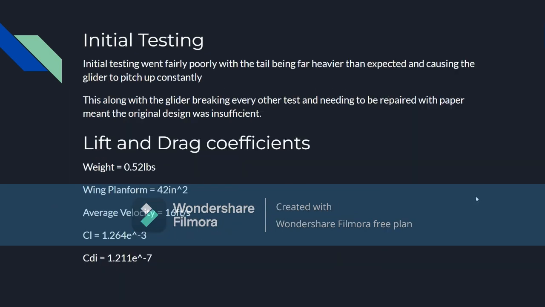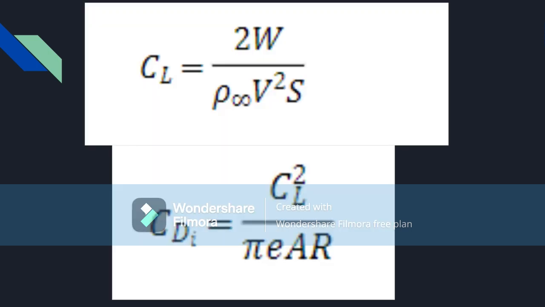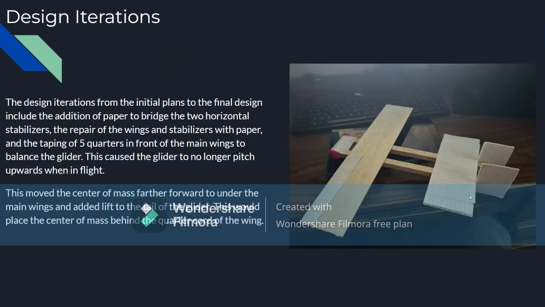Initial testing. Initial testing went fairly poorly, with the tail being far heavier than expected and causing the glider to pitch up constantly. This, along with the glider breaking every other test and needing to be repaired with paper, meant the original design was insufficient. For my lift and drag coefficients, the weight was 0.52 pounds, the wing planform was 42 inches squared, and the average velocity was 16 feet per second. And those are my lift and induced drag. I was able to use the formulas provided to calculate the coefficient of lift and the coefficient of drag.